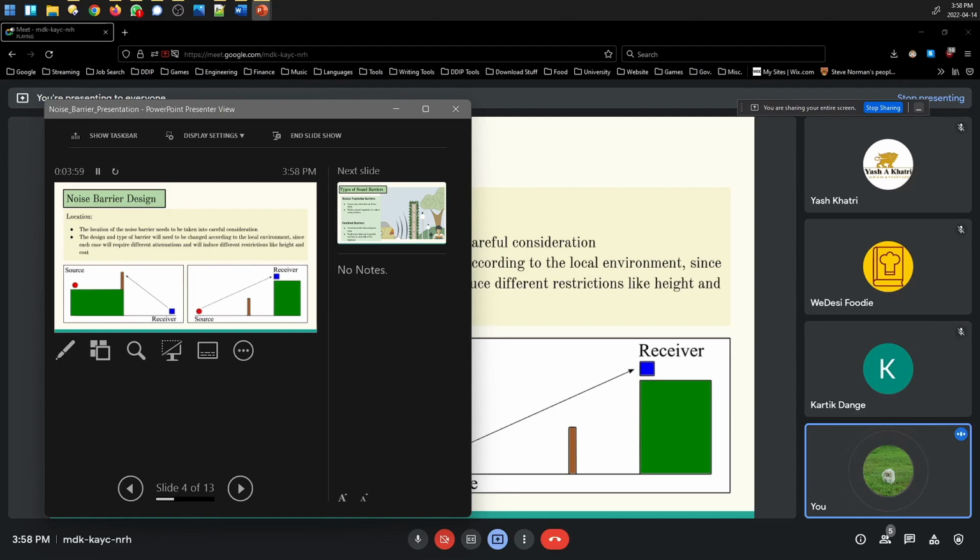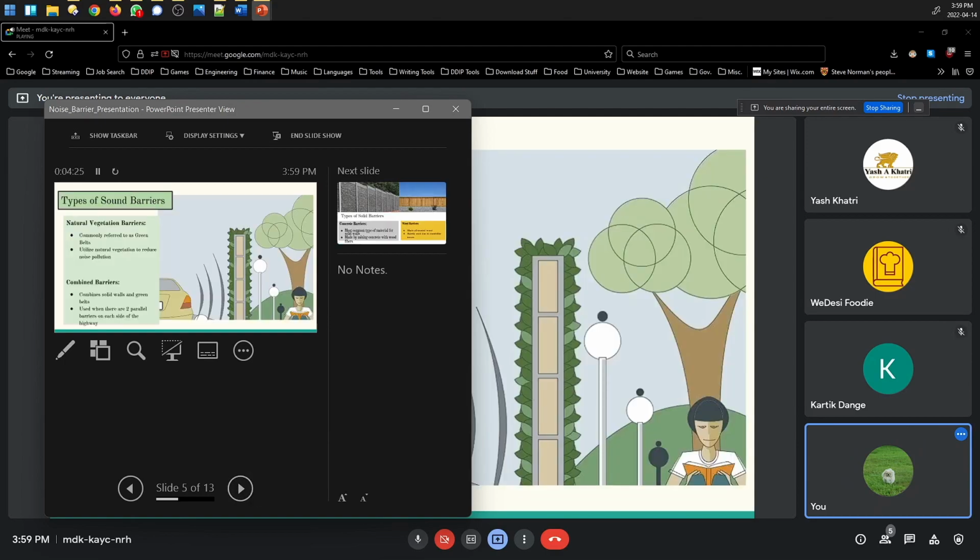On the right side, however, our source is at the bottom of the valley and the receiver is at the top. So we either need a really large barrier, which is very expensive, and in this case, the barrier may not be effective and may have to be placed really close to the source. So the position and height and cost are very important considerations that need to be taken into account.